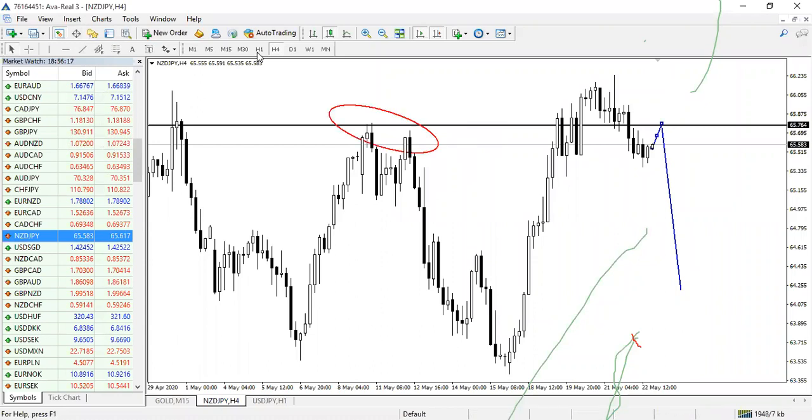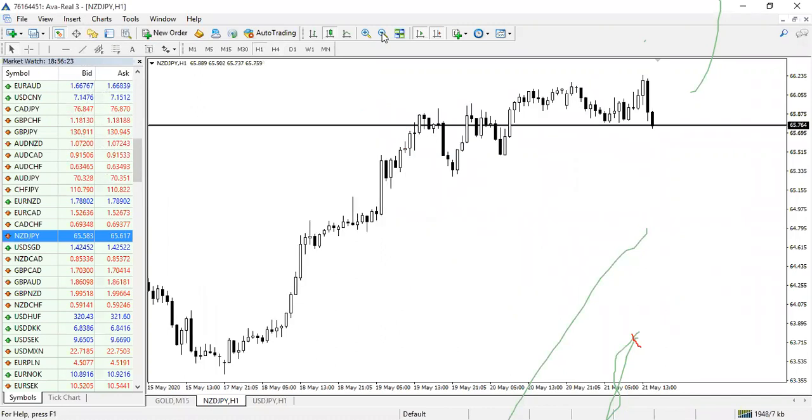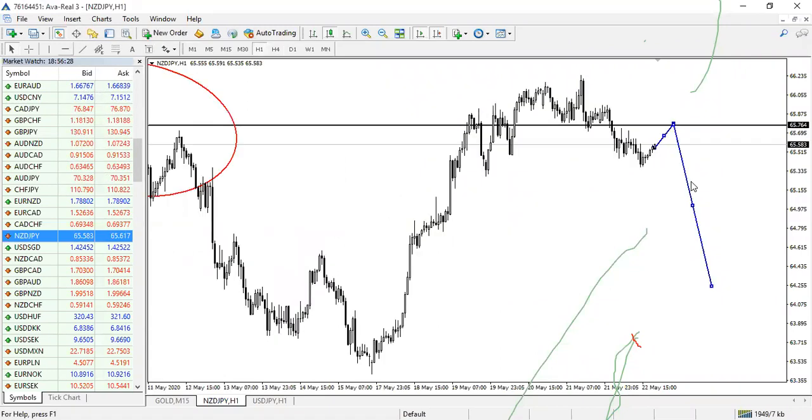So we go to the smaller time frame. As you can see, it's doing that, broken the level. It's going to continue to drop. Maybe your TP can be there, and then obviously your stop loss needs to be above that.